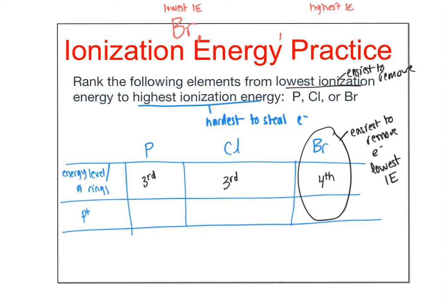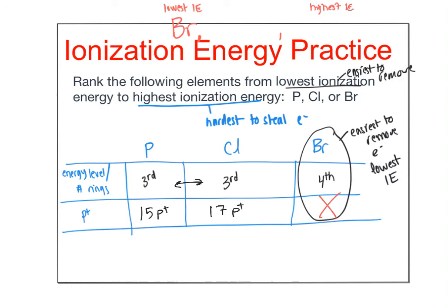Okay. Now, since we already know bromine is the easiest to remove an electron, lowest ionization energy, I am not going to look at the number of protons because we've already ruled it out. So now we're just basically figuring out who's the highest out of phosphorus and chlorine. So phosphorus has 15 protons, chlorine has 17 protons. We have to look at protons just for these two because there's a tie for the energy level.